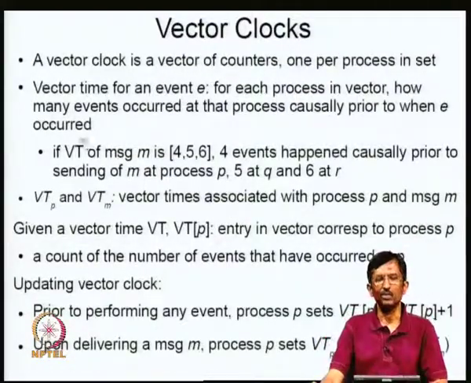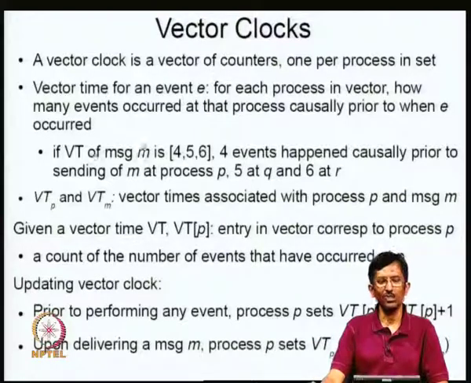What is a vector clock? It is a vector of counters, one per process in the set. Basically, if there is an event E, what the vector time corresponding to the event tells me, for each process in the vector, is how many events occurred in that process causally prior to when E occurred.